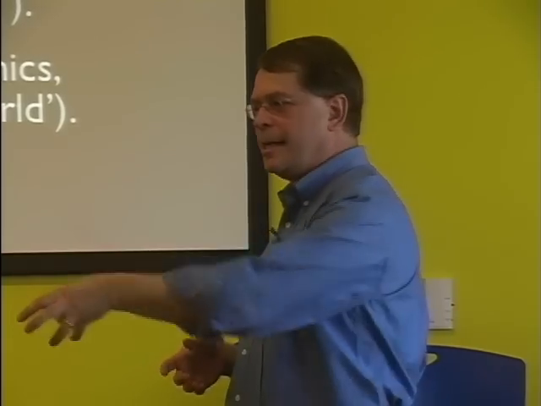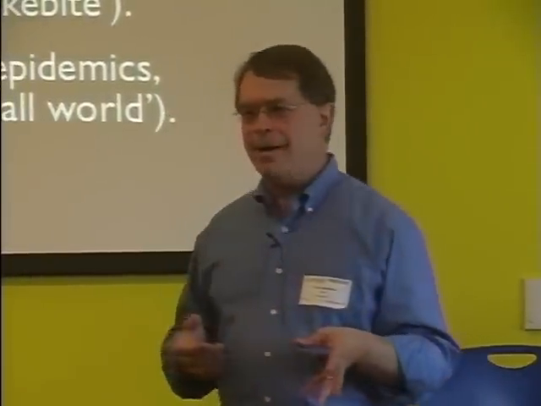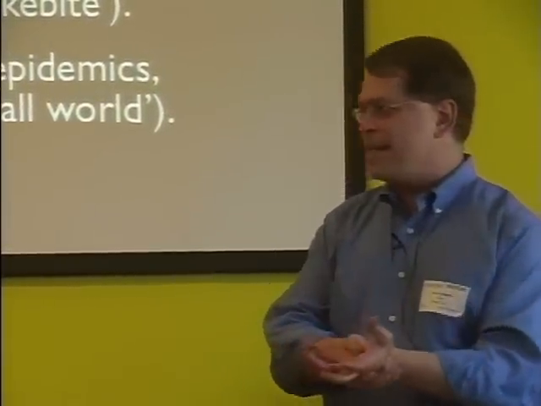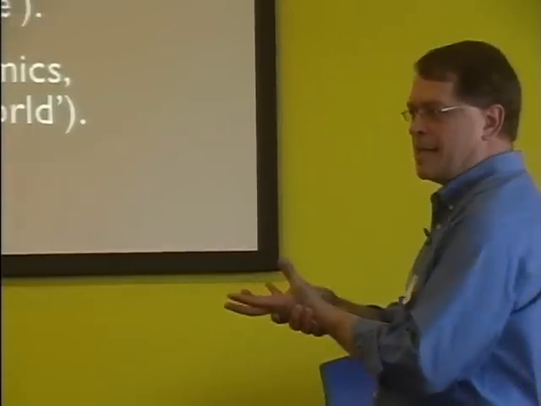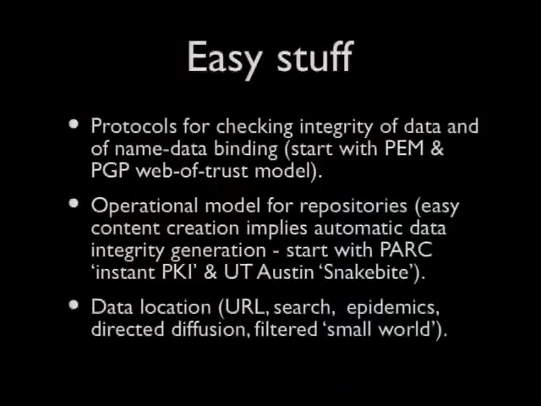So we've got a model for creating content: you stick data in a directory somewhere, and now you've created content. Keep that model, but I want to be able to trust that data. I want to get some of these signatures. But that's okay. Make the repository do it.